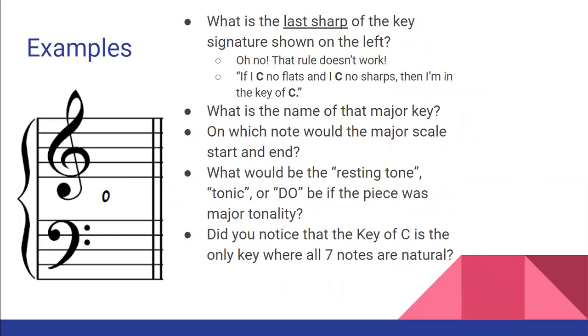What is the last sharp here? Trick question. There are no sharps. So if I see no flats and I see no sharps, then I'm in the key of C. Did you notice that the key of C is the only key where all 7 notes are natural? That's because there are no flats and there are no sharps.